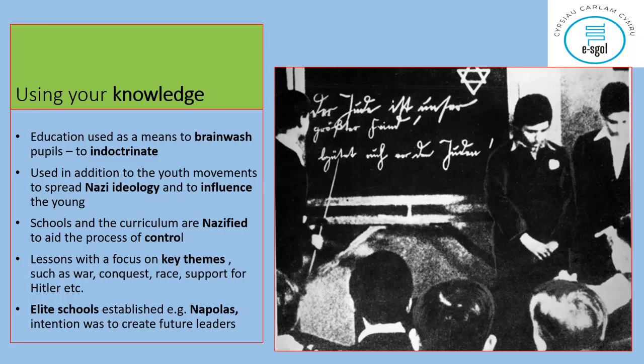Also, we could talk about certain examples of lessons like race studies, or how history and geography were manipulated to show typical Nazi ideologies. A geography lesson could talk about, for example, land lost at the Treaty of Versailles following World War I. I also made the point here that you could have discussed elite schools, which the intention was, of course, to create future Nazi leaders.